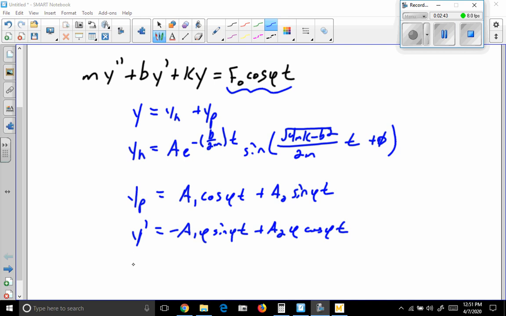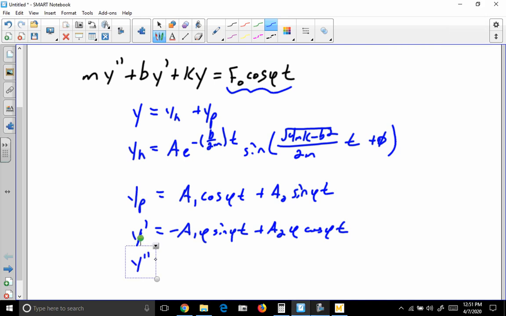Now let's get the second derivative. The derivative of sine is cosine times the derivative of the inside, so we'll have a minus A1, and we have a gamma here, so gamma squared cosine gamma t. The derivative of cosine is minus sine, so we end up with a minus A2 gamma squared sine gamma t.